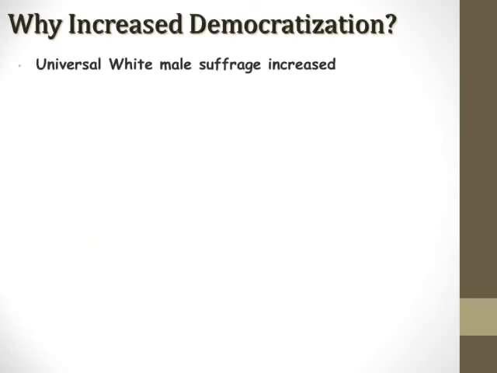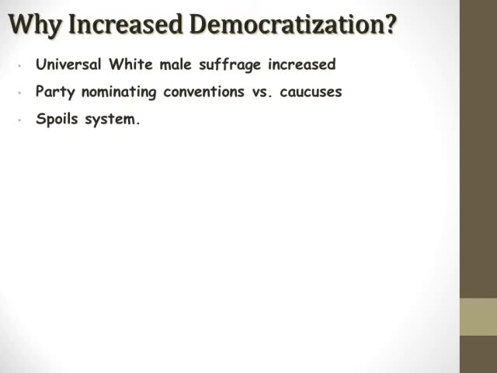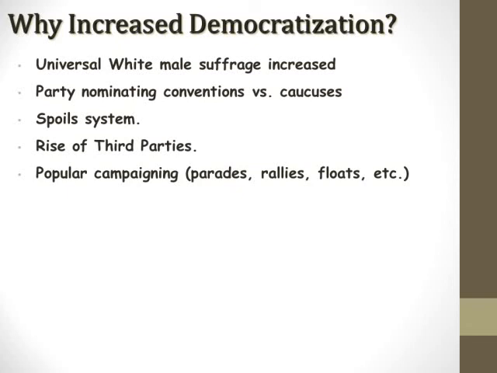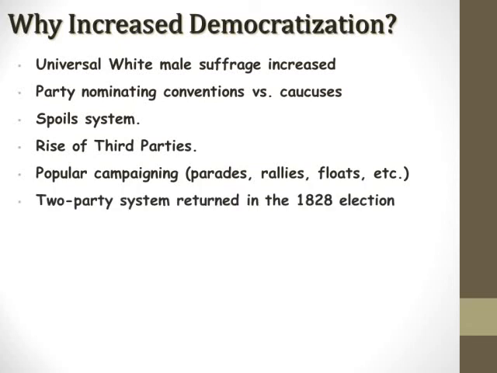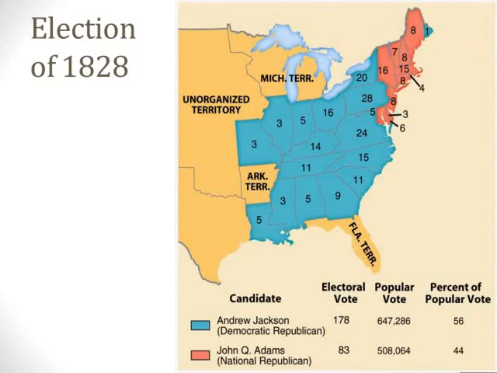So why did democratization increase? Well, you have universal white male suffrage, party nominating conventions versus caucuses, the spoils system. The spoils system did what for us, guys? Yeah, commoners went into office. You had the rise of third parties, popular campaigning, parades, rallies, kissing babies, that kind of stuff. Two-party system returns, and good stuff.